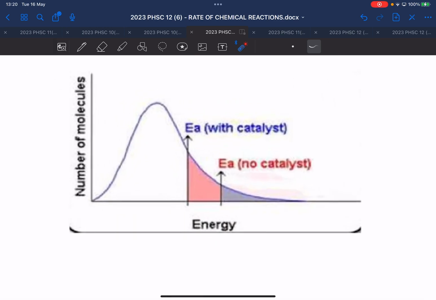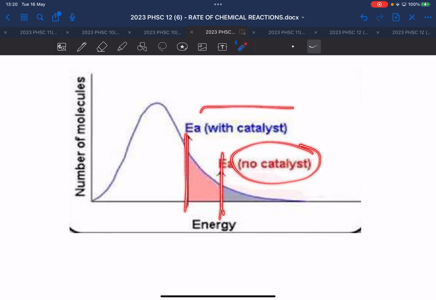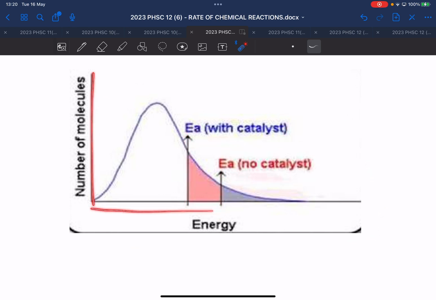So what I would have wanted you to draw is this thing here where you show the curve and then you show what was the activation energy with no catalyst and then what it is with a catalyst. And they can ask you to draw this. So you write the Maxwell distribution curve and you show where was the activation energy with no catalyst and with a catalyst.